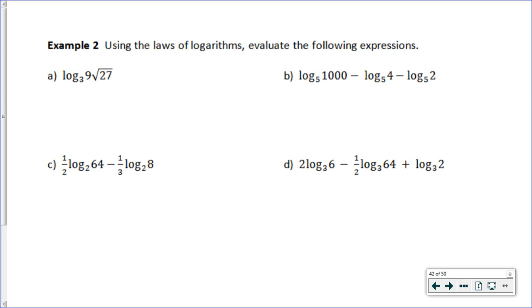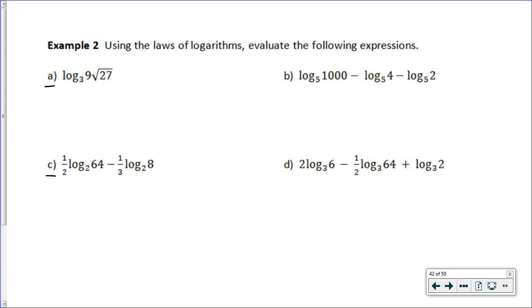So here we're going to use those logarithm laws to evaluate, so come up with what this actually equals. So let's start with maybe A and C, and then you can pause the video and you can try B and D.